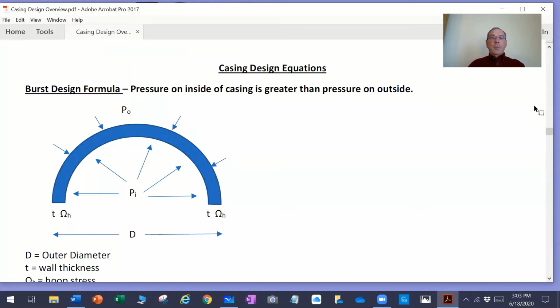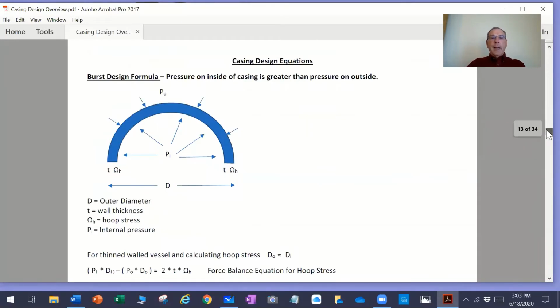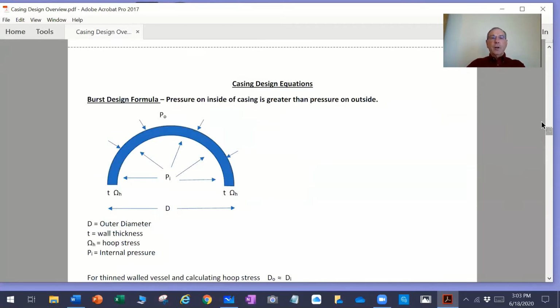Okay, we're going to start with burst when we do casing design equations. The picture at the top represents, I call it half of a section, cross-section of casing with pressure on the inside and also a pressure on the outside. Now, burst is a load in which the pressure on the inside of the casing is greater than the pressure on the outside of the casing.